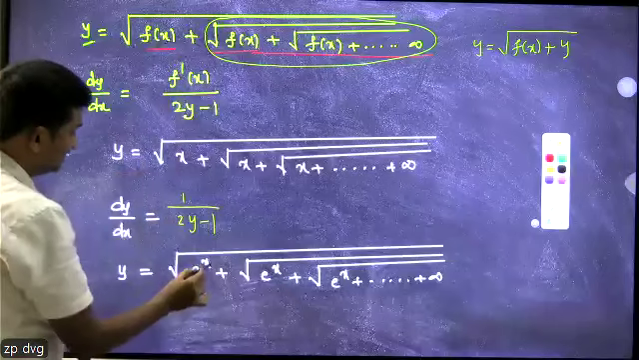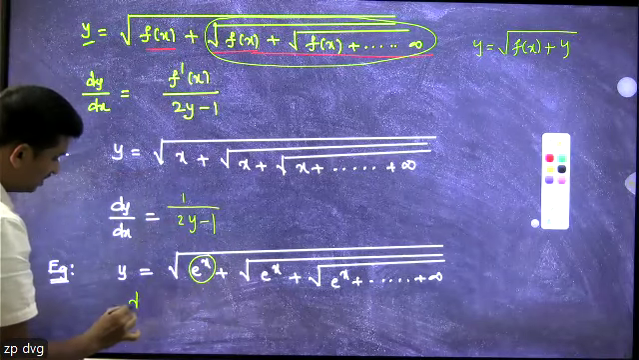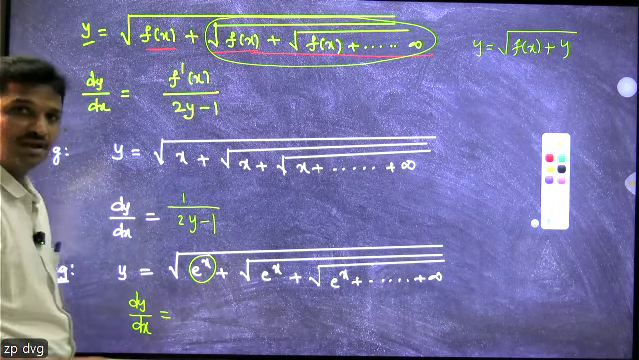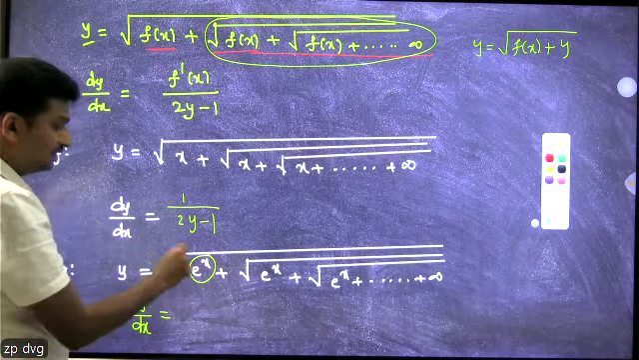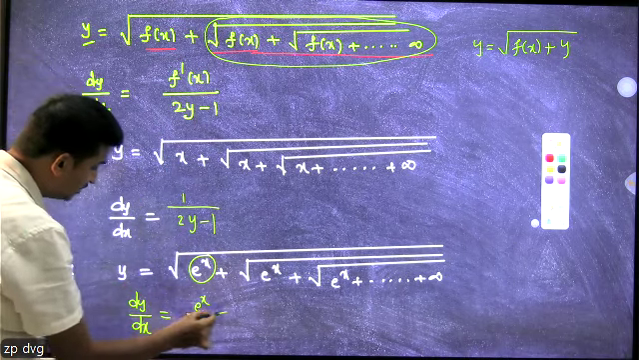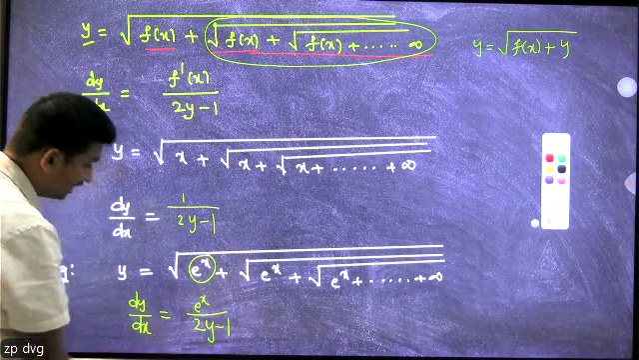In place of f of x, what is there here? e power x is there. What is the derivative of this? dy by dx equal to, yes, answer. What is the derivative of this? f dash of x. What is f of x in this problem? e power x. Derivative of e power x? e power x divided by 2y minus 1.